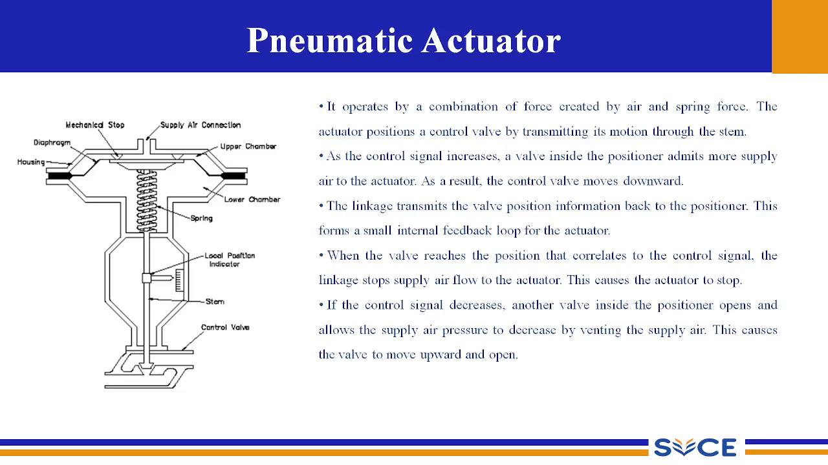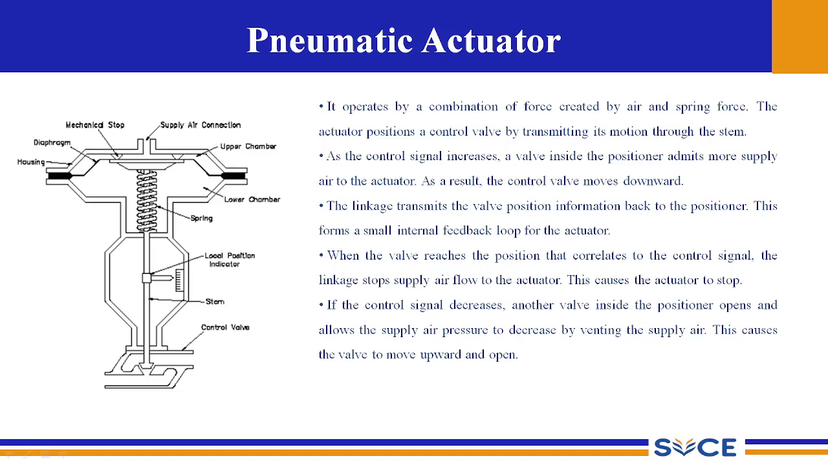The next type of actuator is the pneumatic actuator. The construction of this pneumatic actuator is, you have a diaphragm, a mechanical stop, and there is a supply air connection. There is an upper chamber to place this diaphragm in a proper position, and there is a lower chamber which will house the spring, and there is a local position indicator, a stem, which will move the seat to open or close this opening.